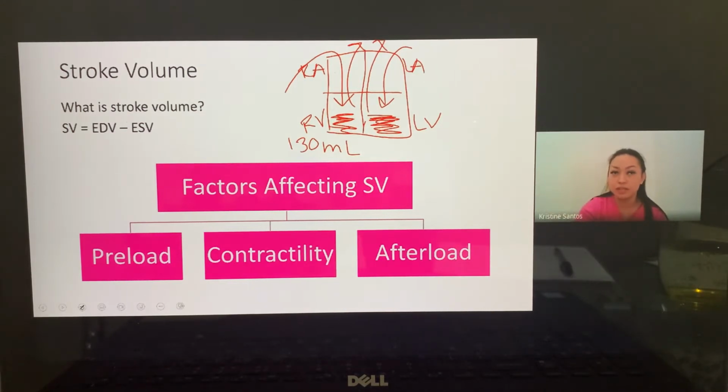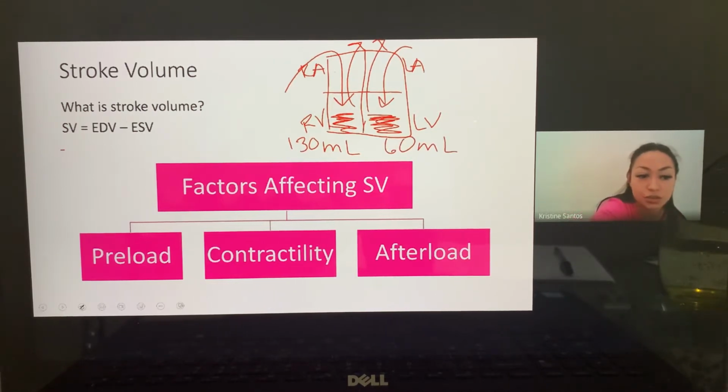So in systole, during that period of ventricular contraction, not all the blood inside the ventricles gets pumped out. Some blood remains in the ventricle after systole, and that's what we call end systolic volume. That's ESV. So typically, we have 60 mils of blood that remains after systole.